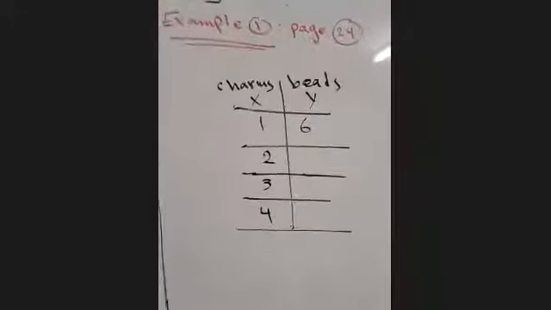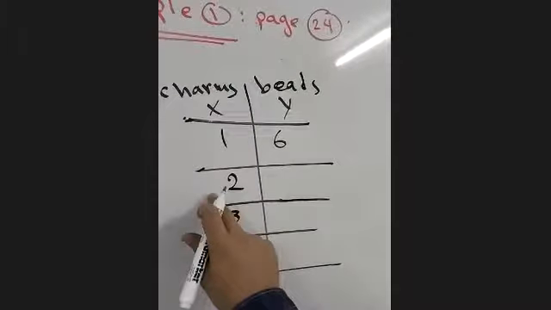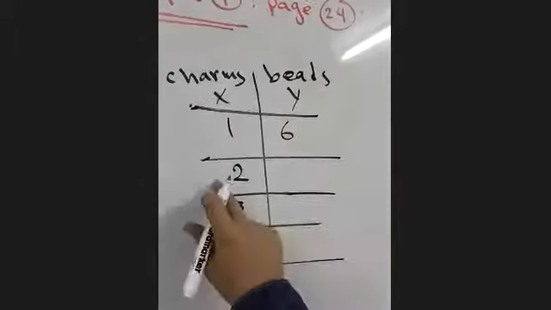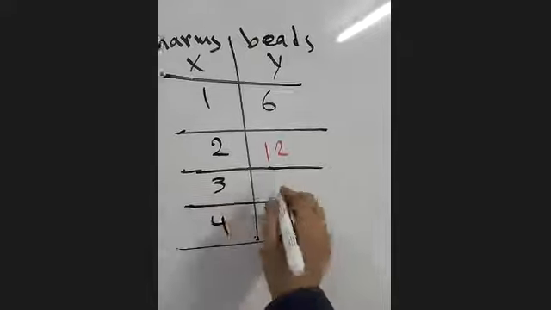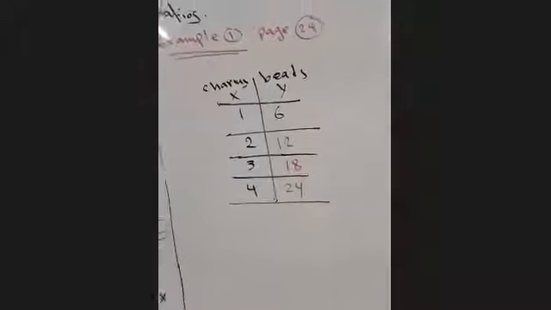Now the question said for each one we have 6. For each one we have 6. If we have 2, then we will have 12. For the 3 we have 18. For the 4 we have 24. Got it? So fill the 3 numbers now.